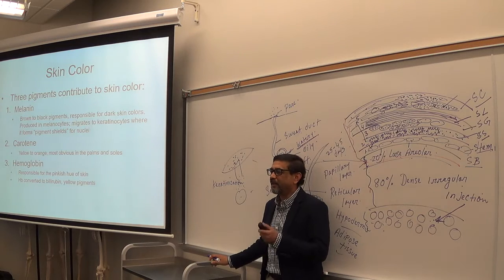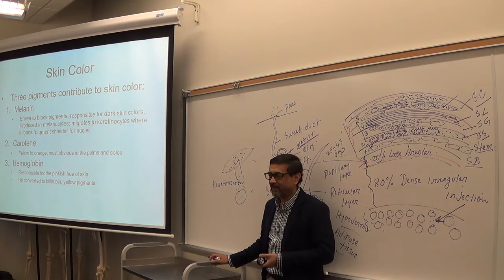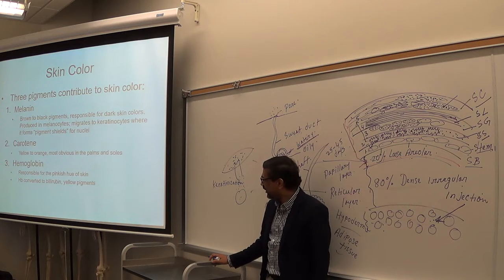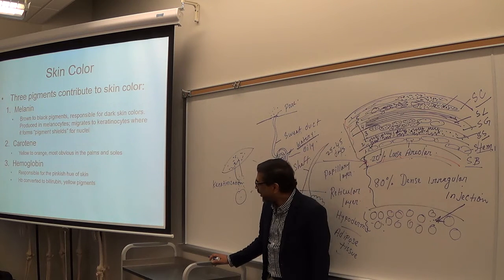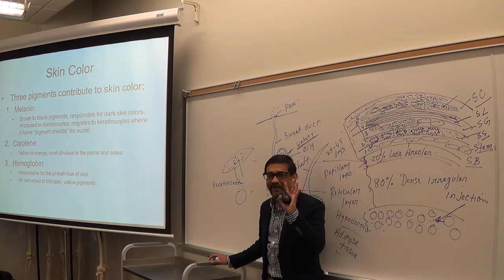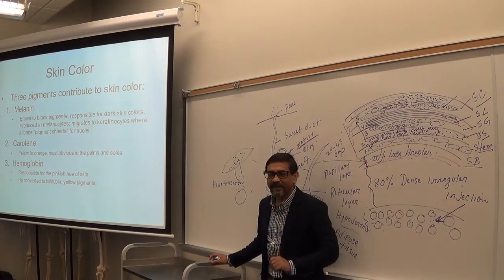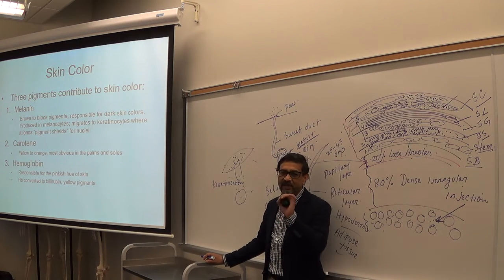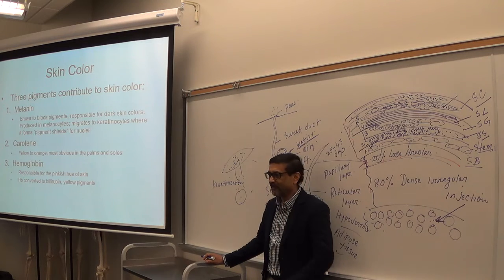So carotene, yellow to orange, sometimes red colored pigment, present in very small amount in human skin, mostly in the palm and sole. But some vegetables like carrot, oranges and other colorful fruits have a lot of carotene. Hemoglobin. Hemoglobin is present in the red blood cells, right? And gives the color of the blood. Why is blood red? Because of hemoglobin. Okay? So hemoglobin is a red colored pigment in the blood.